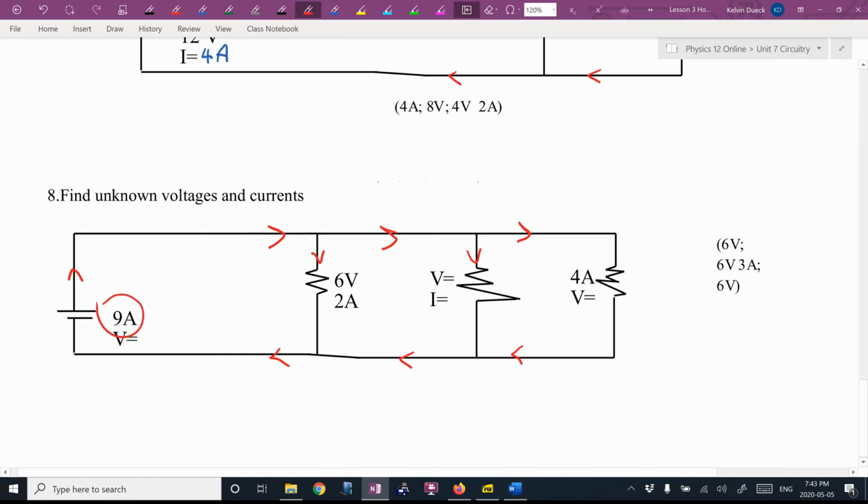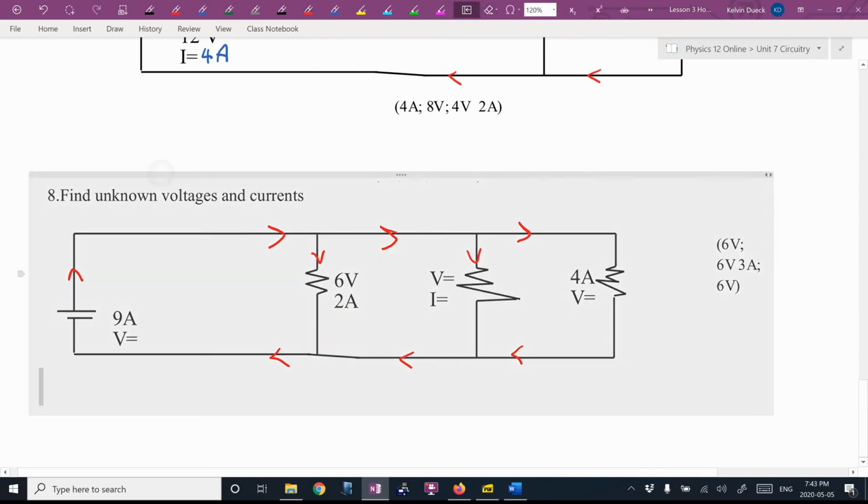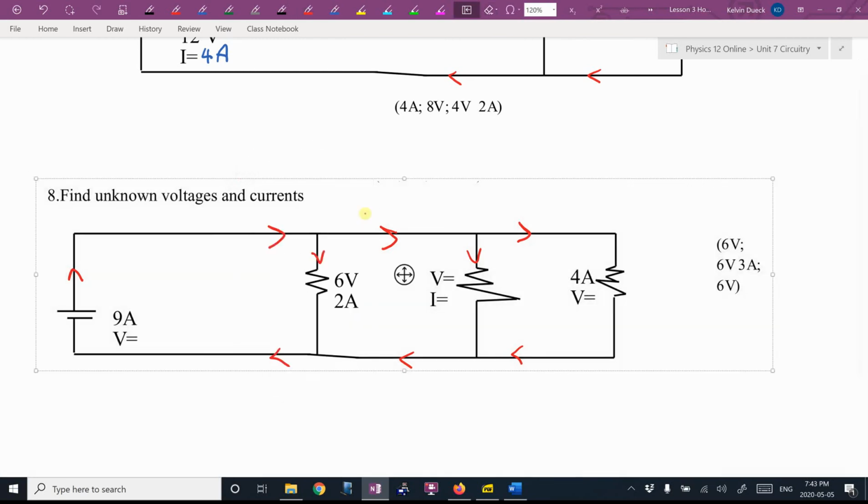Oh, 9 amps. This question's going to fall apart. How many amps right here? 9 amps. How many amps just before we get to the junction? 9 amps. How many amps went this way? 2 amps. That must mean that there is 7 amps that went this way. And since I noticed that 4 amps went down this junction, that must mean that 3 amps went down that middle resistor.